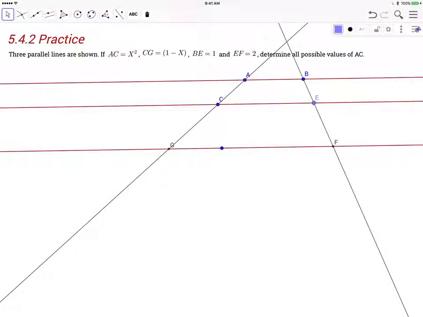5.4.2 practice with our parallel lines. So three parallel lines are shown. If AC is x squared, CG is 1 minus x, BE is 1, EF is 2. Determine all possible values of AC. All right, and pause.